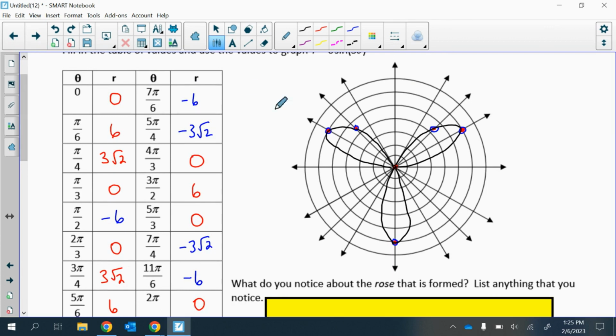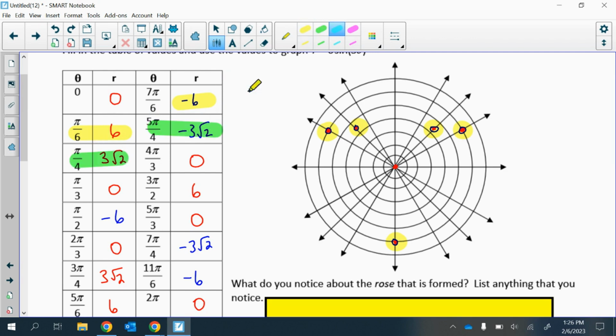Now what you notice is that at 7 pi sixths, I'm at negative 6. Well, 7 pi sixths negative 6 would actually be the opposite direction, so I actually already hit that. And if you noticed when I plotted these points originally, all of these red points were also blue, and the blue points are also red. So these two actually match up.